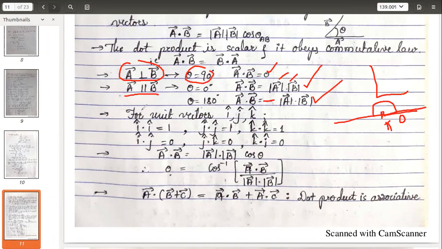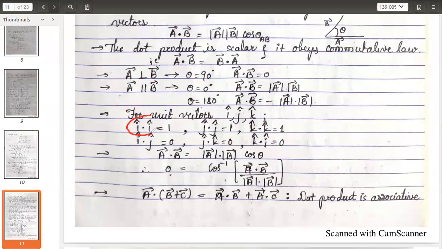Then the unit vectors I, J, K. Generally I, J, K is used, and in your Hayt textbook, they use either I, J, K or sometimes AX, AY and AZ as the unit vectors. Please be familiar with the notations.